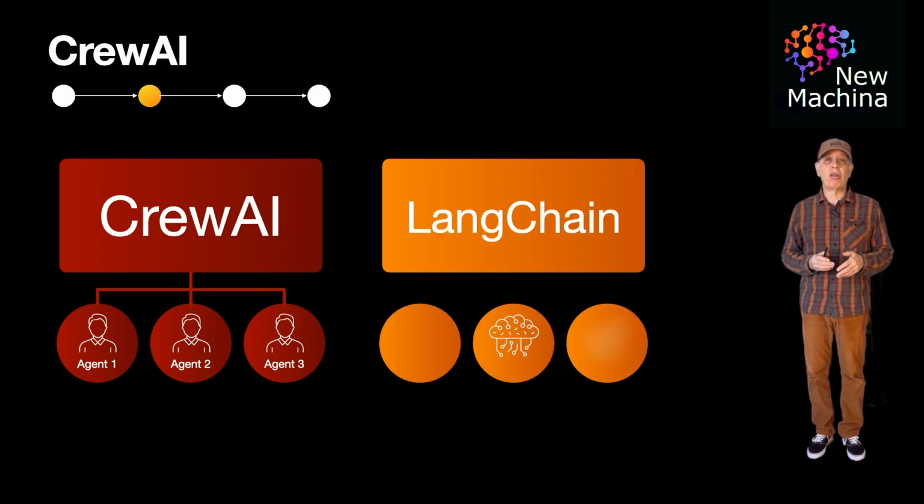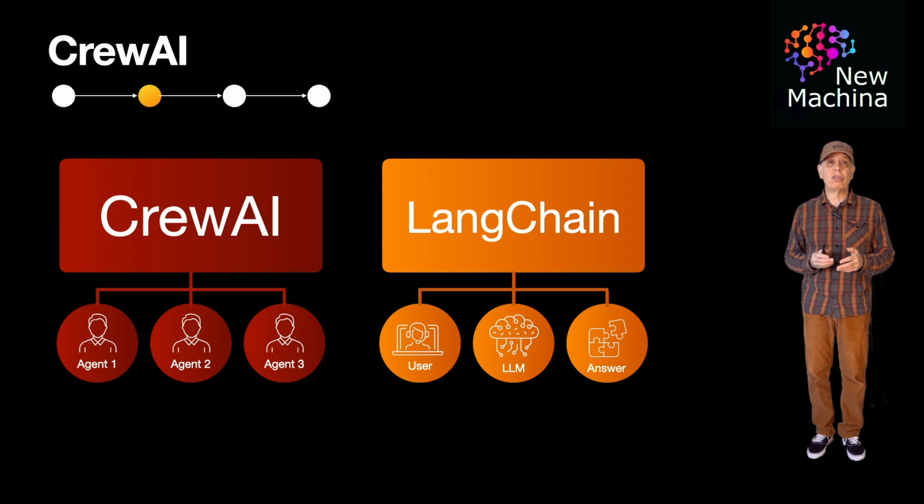Alternatively, LangChain focuses on building LLM-driven applications using chains of prompts, tools, memory, and retrieval components. If you see your use case as a linear flow of steps, LangChain might be a better fit for your project.